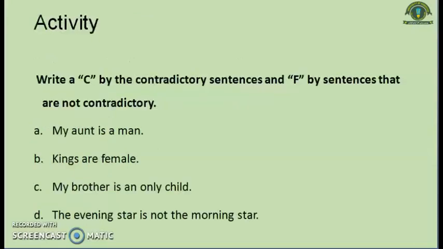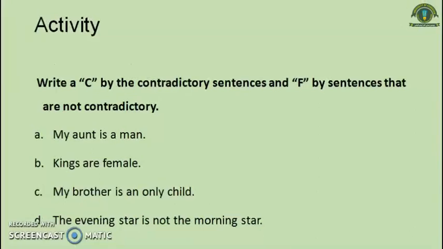Here an activity is given. If the statements are contradictory, the students have to mark C against each statement. If a statement is not contradictory, the students have to mark F against each statement.